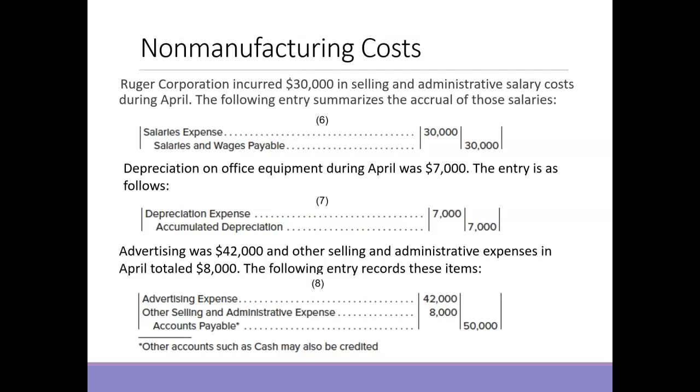Advertising was $42,000 and other selling and admin expenses totaled $8,000. Do you see how those aren't getting put in inventory? They're going right as an expense into the income statement. Got it? Yes.